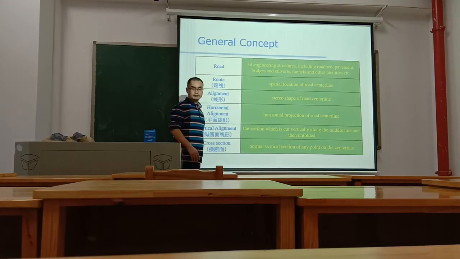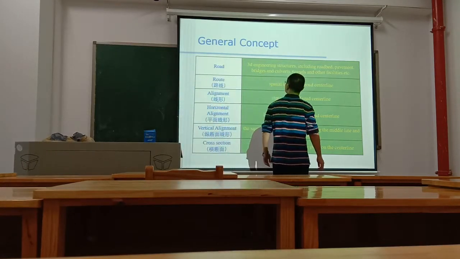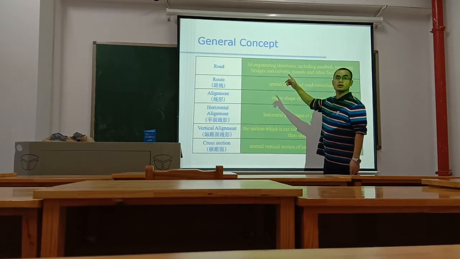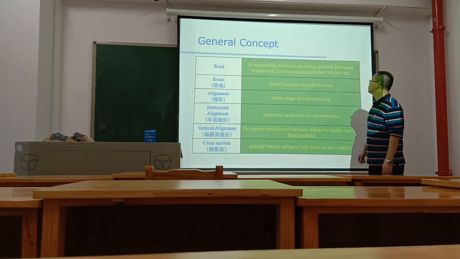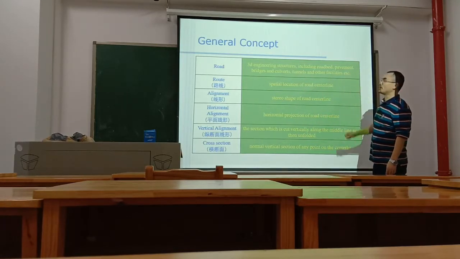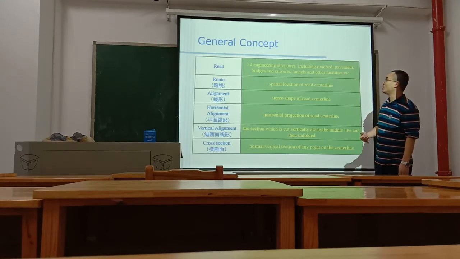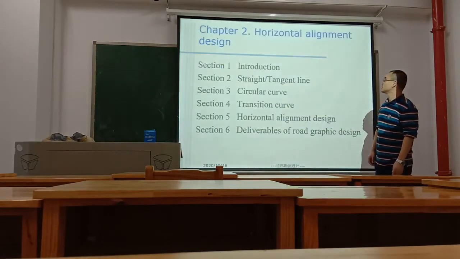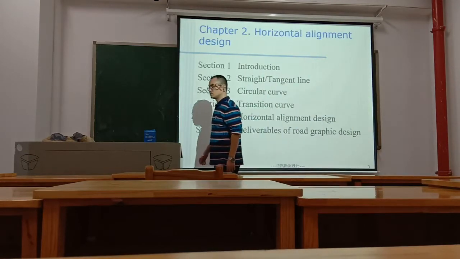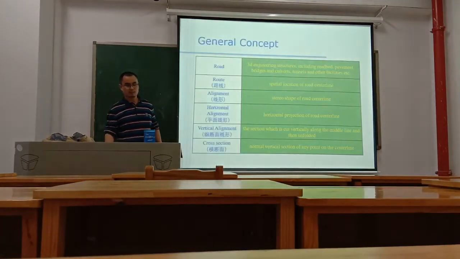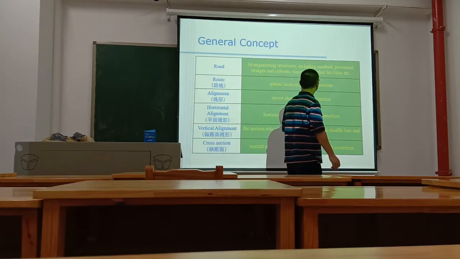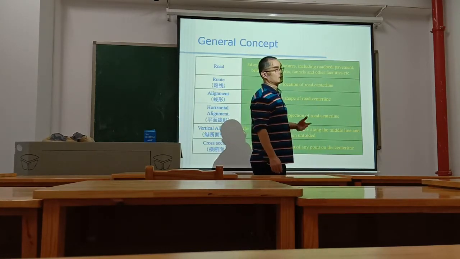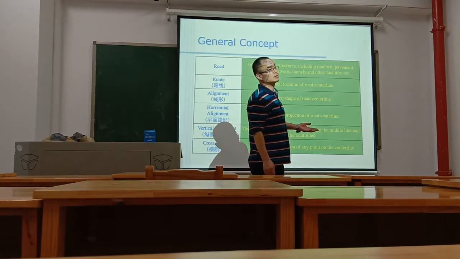Road. Road is a three-dimensional engineering structure, including road bed, pavement, bridge, towers, tunnels and other facilities, such as traffic signs, traffic marks.